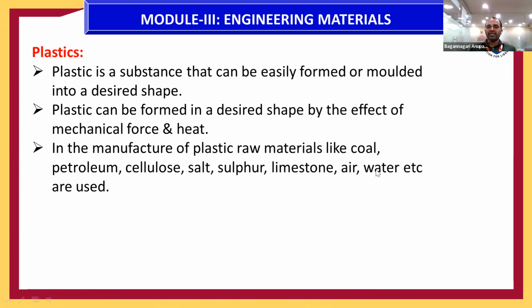In the manufacturing of plastics, raw materials like coal, petroleum, cellulose, salt, sulfur, limestone, air, water, etc. are used.